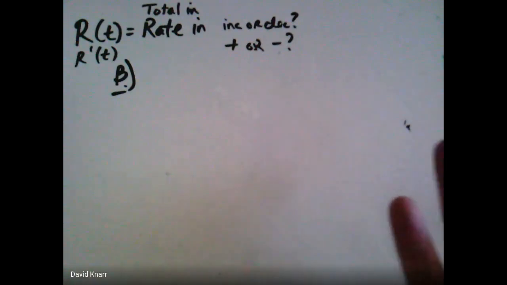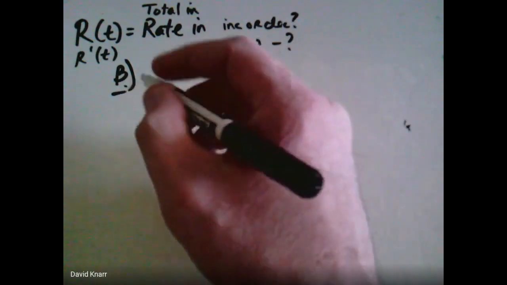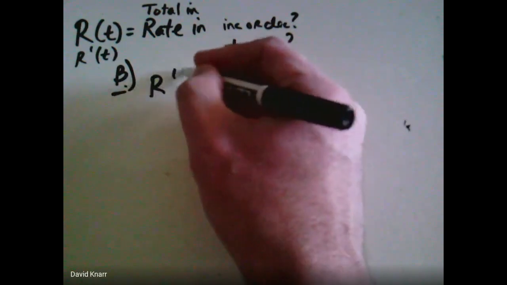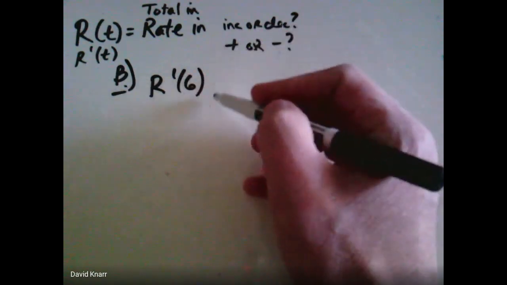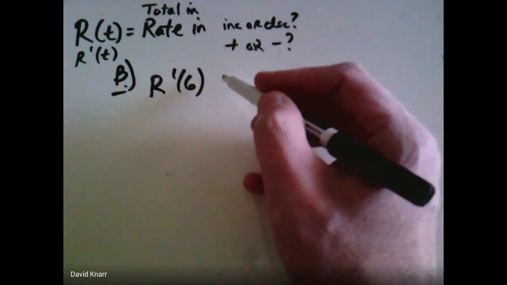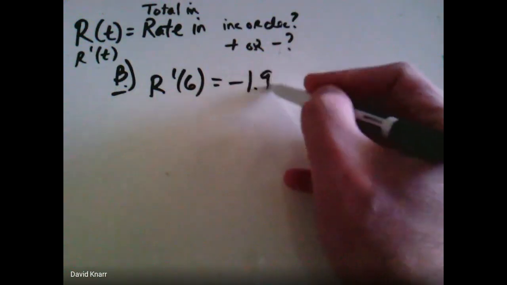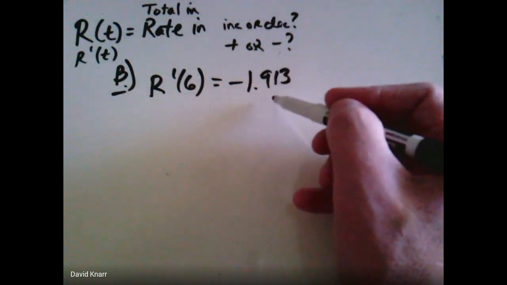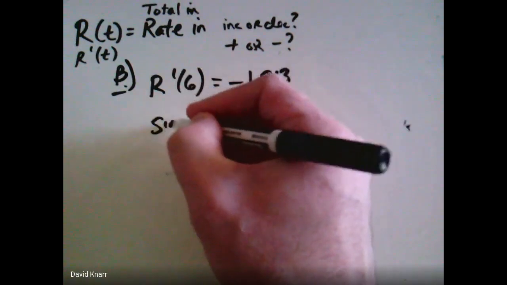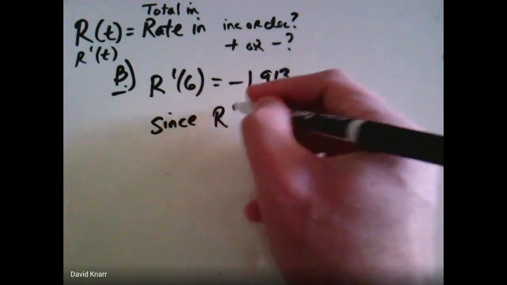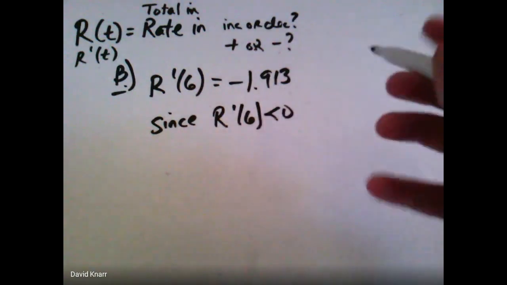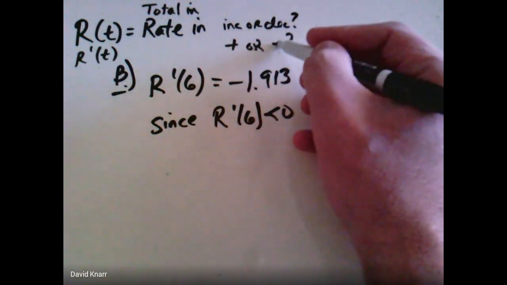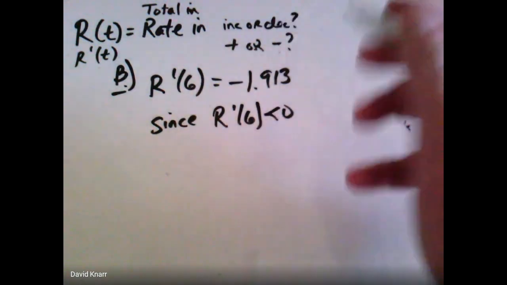All right, so that can be done in the calculator. The calculator is allowed on this problem. You'd find r prime of 6 in the calculator using the n-derive key, right? And if you do that properly, you get negative 1.913. Find your final answers to 3 places after the decimal. And since r prime of 6 is less than 0, so it's negative, that means r is decreasing.